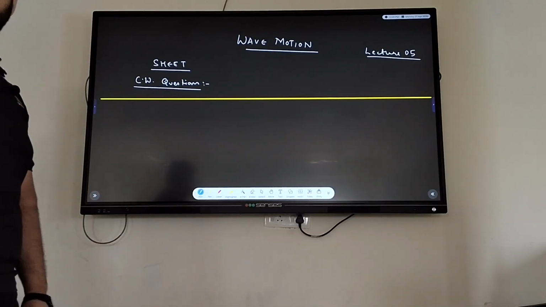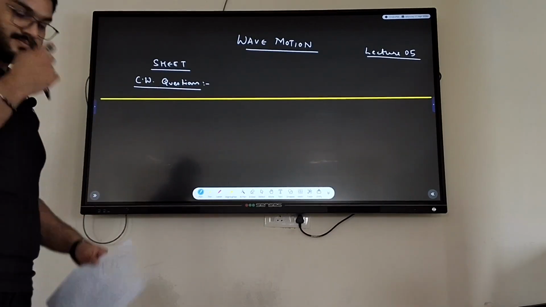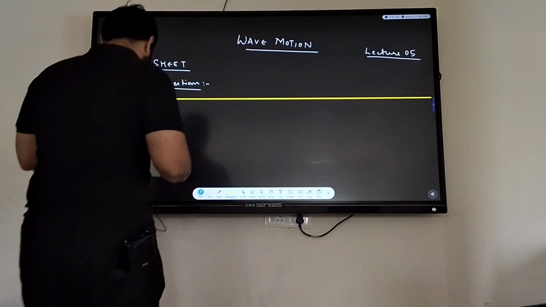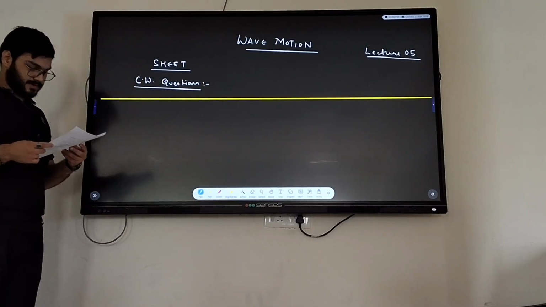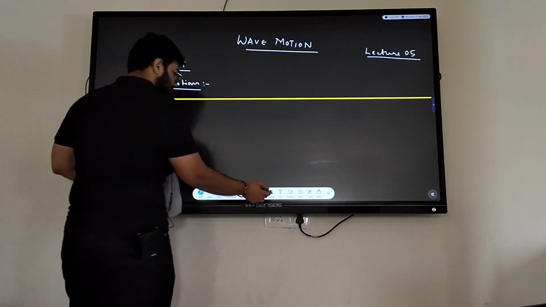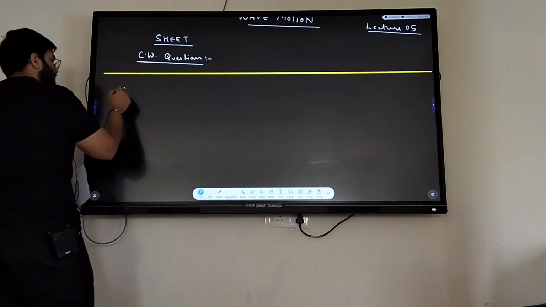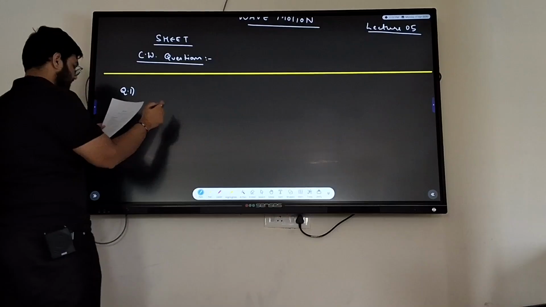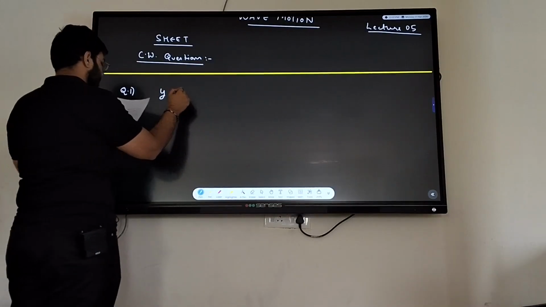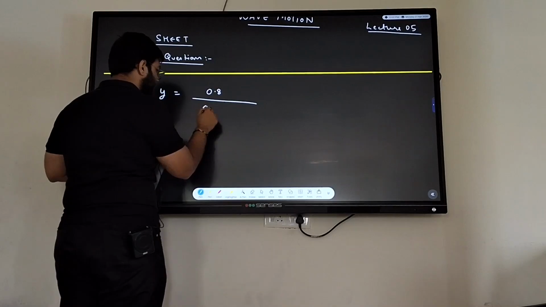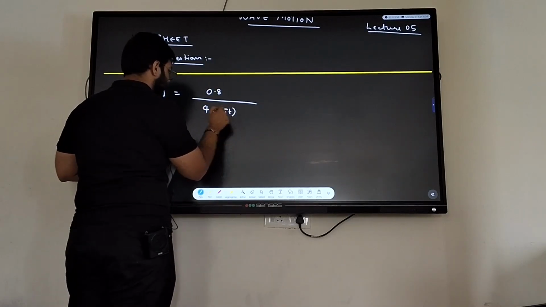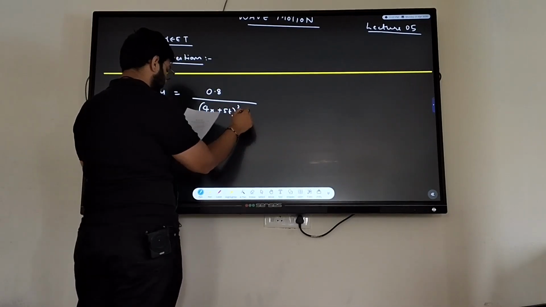Should I start with the question? A, B. A and B are correct. Let's see. Question number 1: the function is given to be 0.8 divided by (4x plus 5t) the whole square plus 5.